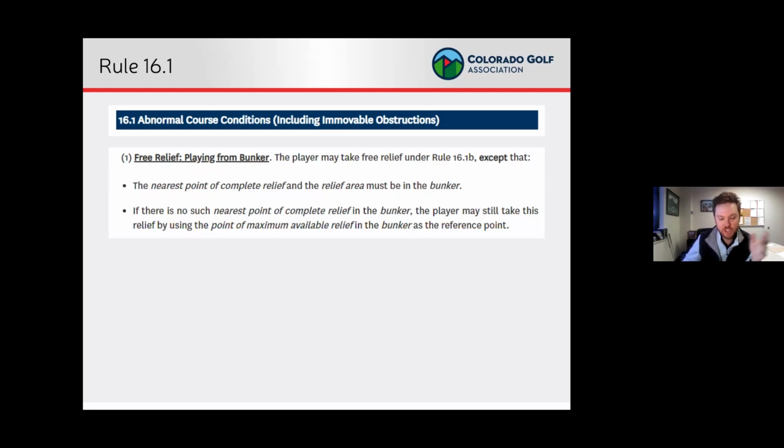If there is no such nearest point of complete relief in the bunker, the player may still take this relief by using the point of maximum available relief in the bunker as the reference point, which is where the maximum available relief is, and we don't get into that so much.